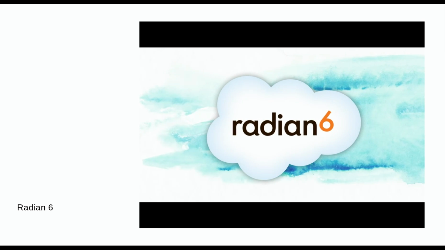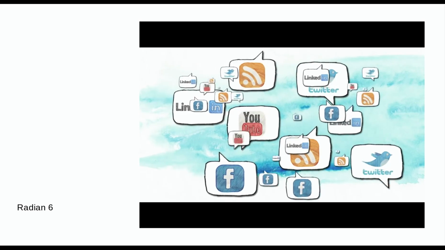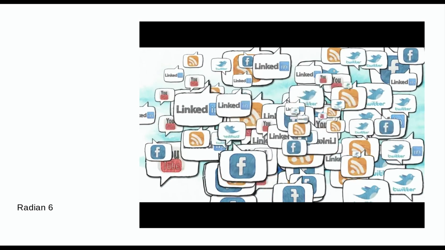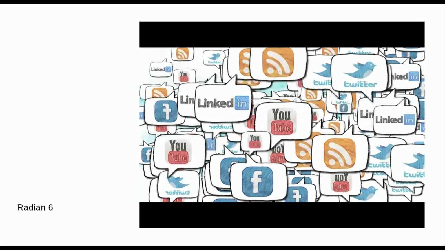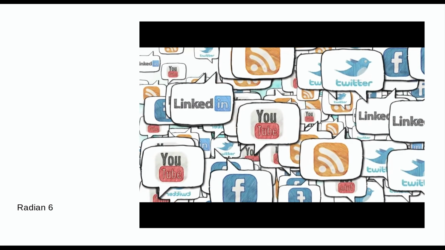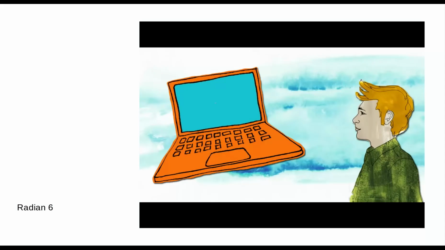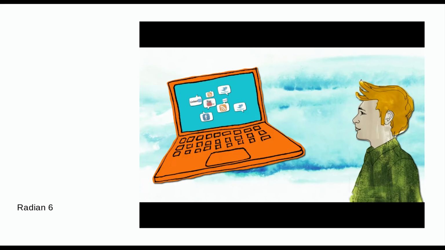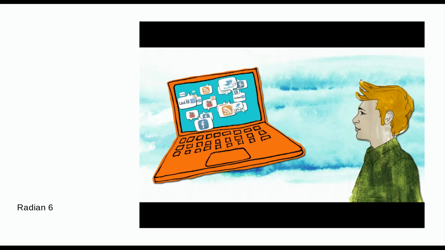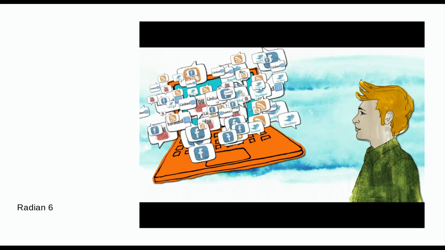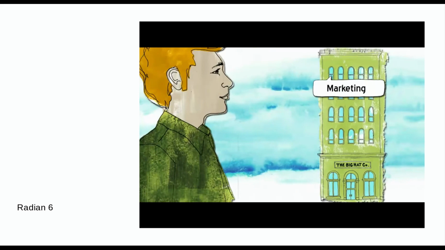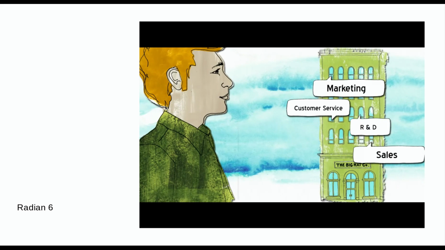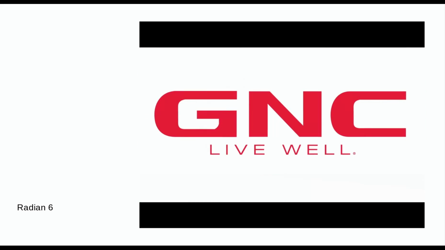Let's take a look at Radian 6, the leading social media monitoring and engagement platform. There are 60 million Facebook updates, 200 million tweets, and 3 billion YouTube views every day. We are experiencing a social revolution. People are talking about your company and products online, but the volume of information can be overwhelming. How do you make sense of all this? Radian 6 will transform the way you listen and engage with customers across the social web.